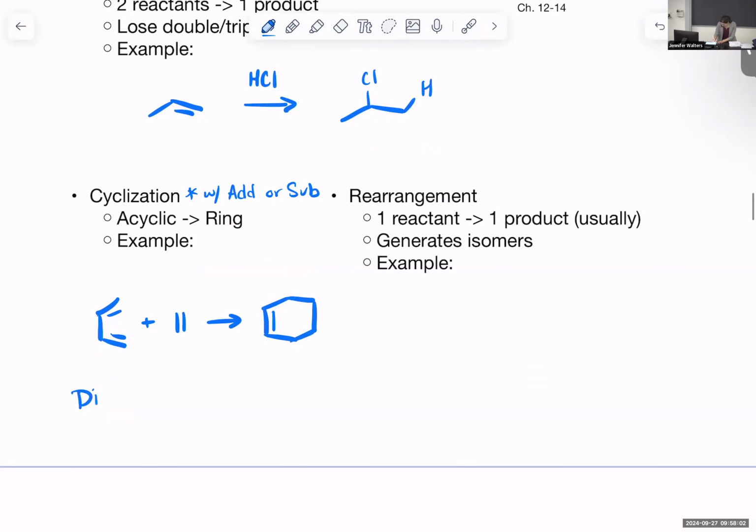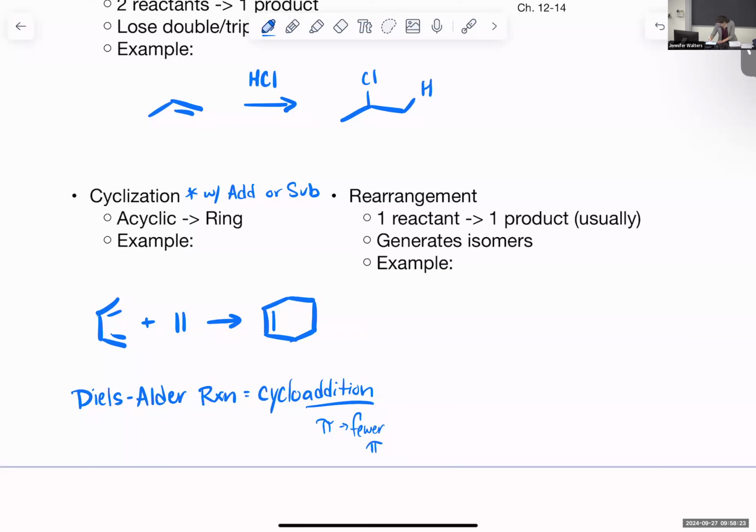So this is the Diels-Alder reaction, which we're going to talk about at the very end of the semester, right before radicals. So it's an addition reaction because we're going from all those pi bonds to no pi bonds, or fewer pi bonds. Cyclo because we're making a ring. But it's still addition, right? It's still going from pi bonds to no pi bonds.